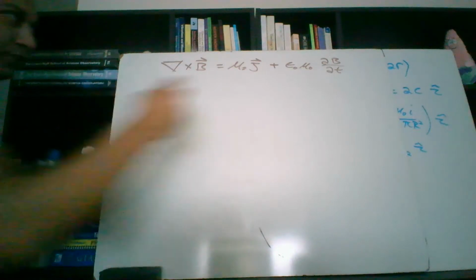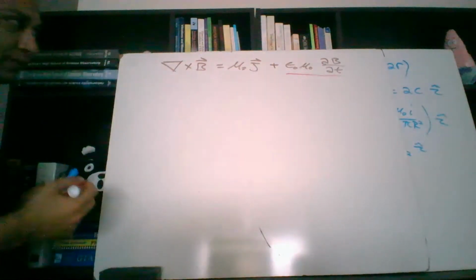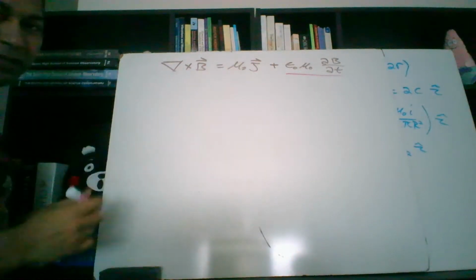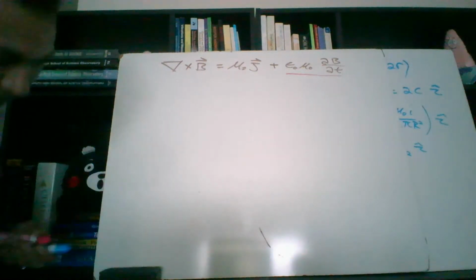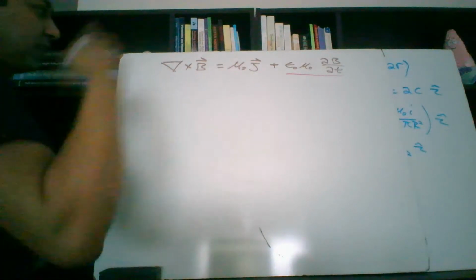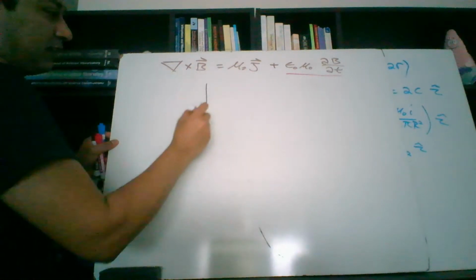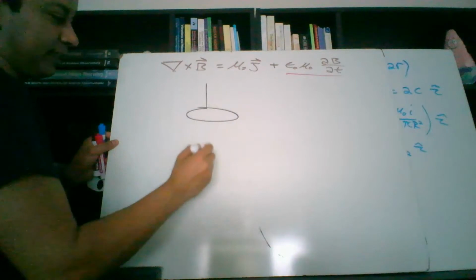What we're going to now do is look at this term right here. So let's not worry about this term. Let's worry about what's happening here. What's going on there anyways? Let's use a different color. Let's use black. So what I'm going to do is create a parallel plate here.